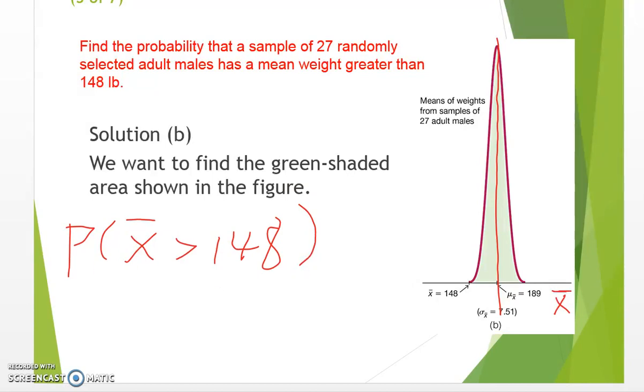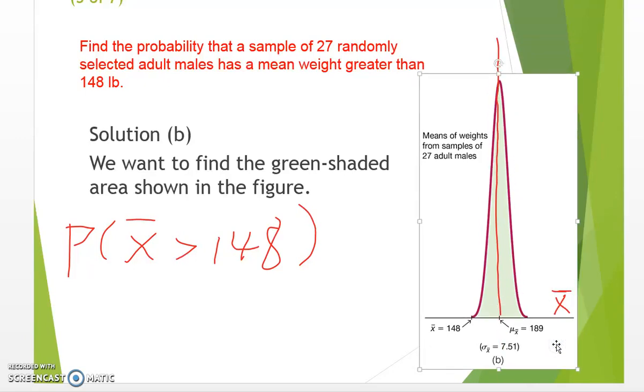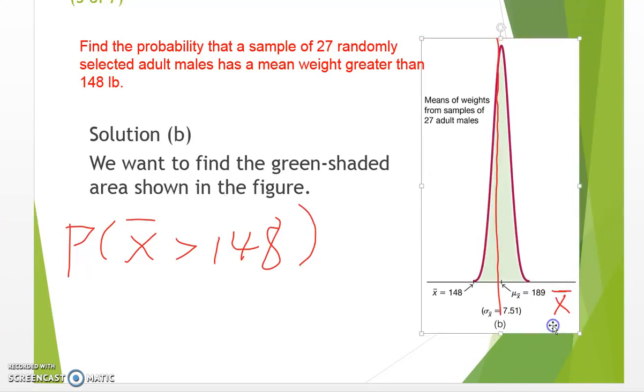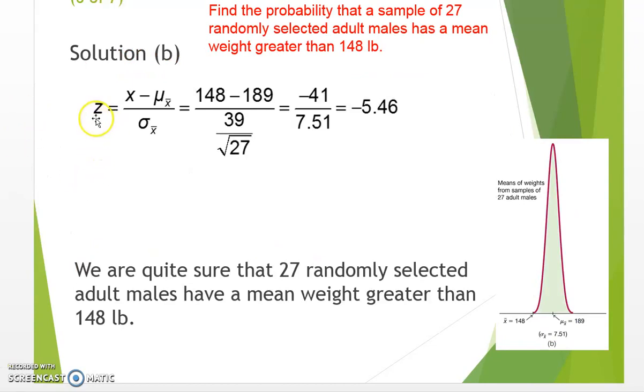In order to do this, we're going to do the same thing. We're going to convert this x bar to z. So for x bar to z, the formula this time, because we're working on sample mean, is going to be z equals x bar minus mu of x bar, divided by sigma of x bar. So the formula is going to be this one.